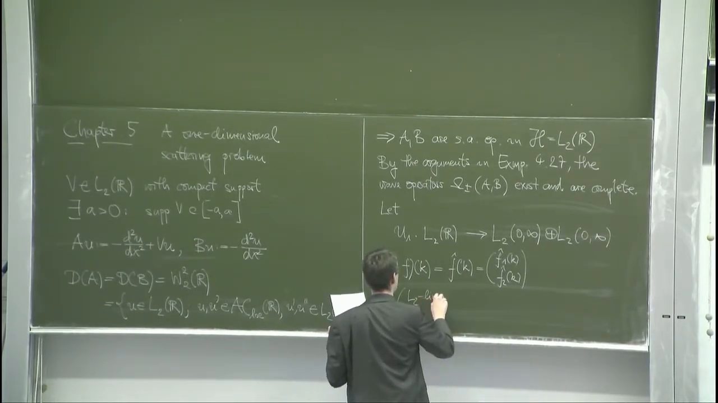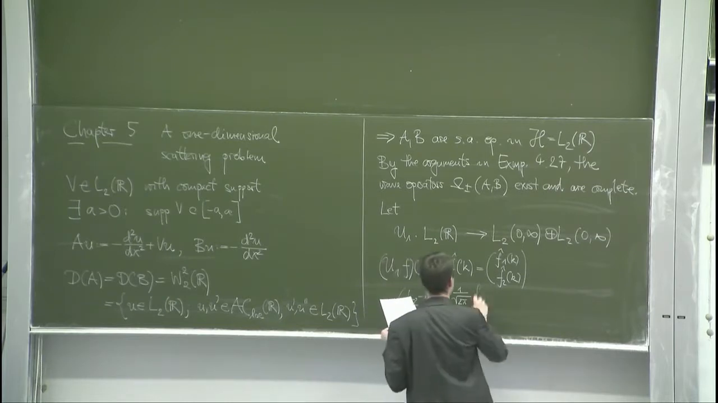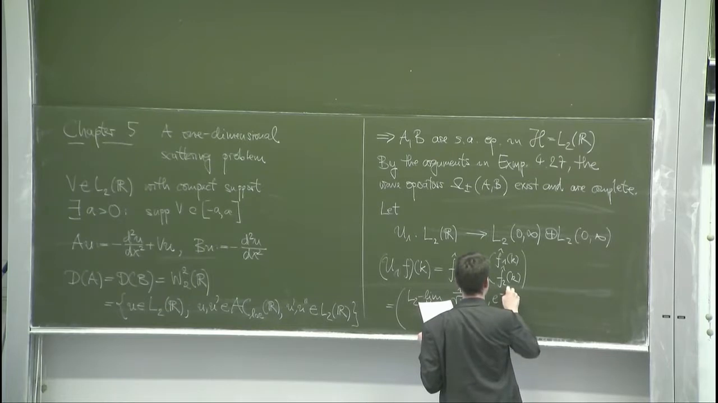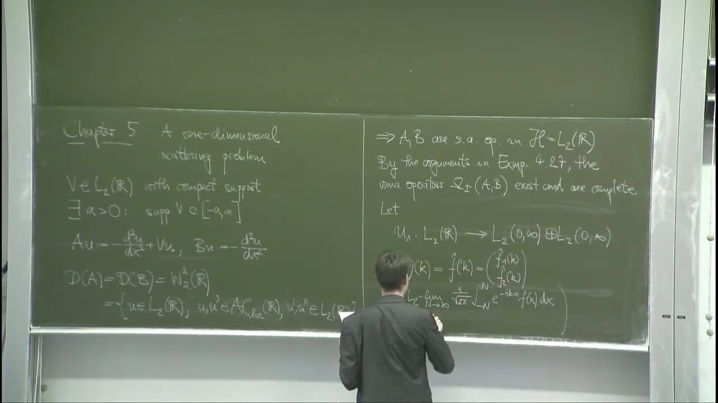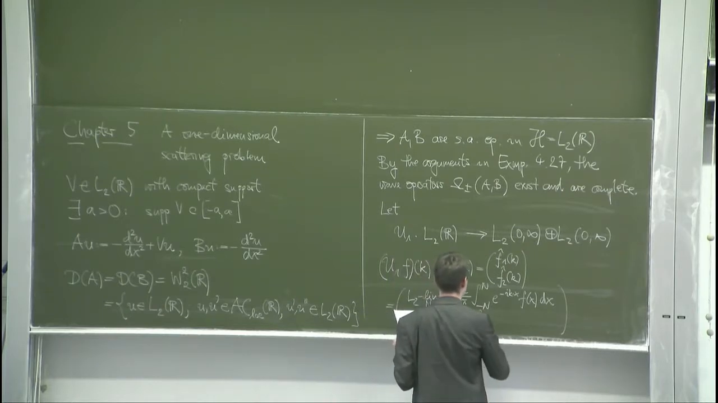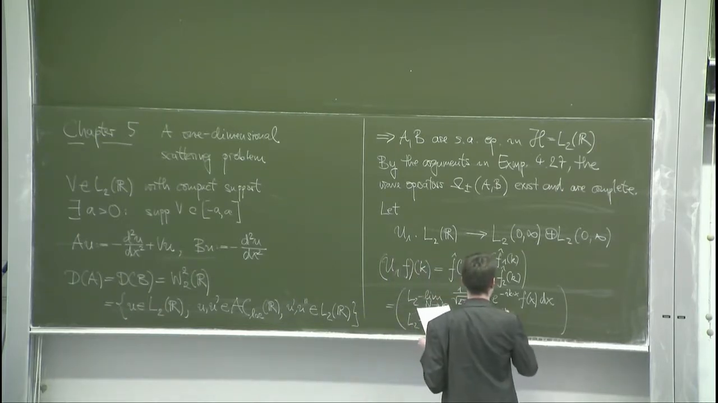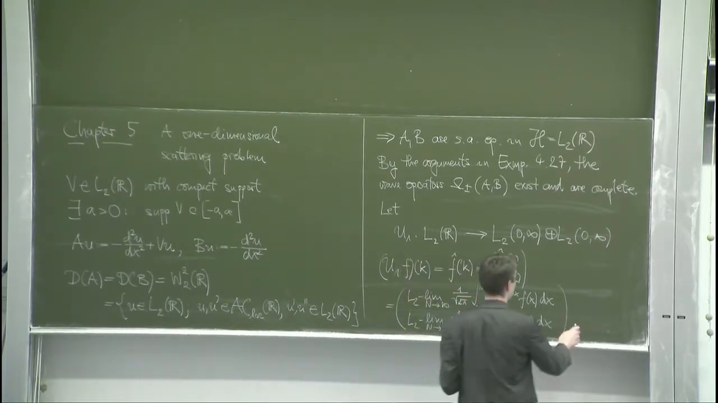It should be the L2 limit for n to infinity of 1 over the square root of 2 pi, integral from minus n to n of exponential minus i k x times f of x dx. And in the second component, similarly, the L2 limit of 1 over the square root of 2 pi, integral from minus n to n of exponential i k x times f of x dx. Then one can show that this map U1 is unitary.